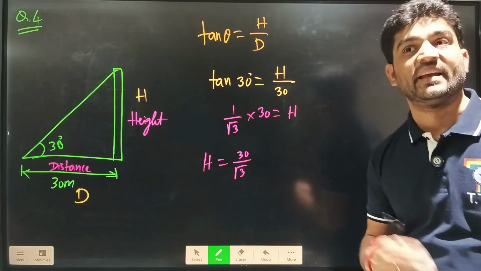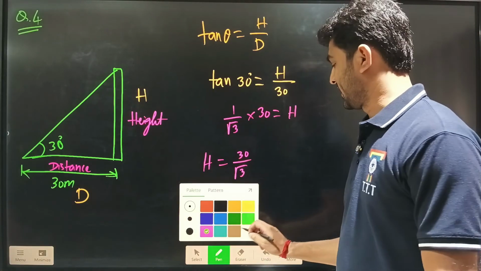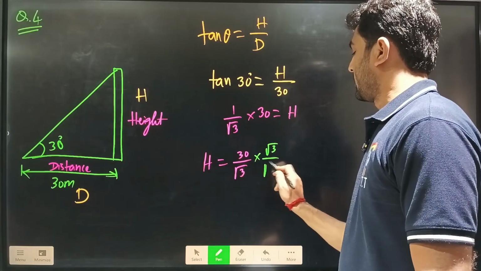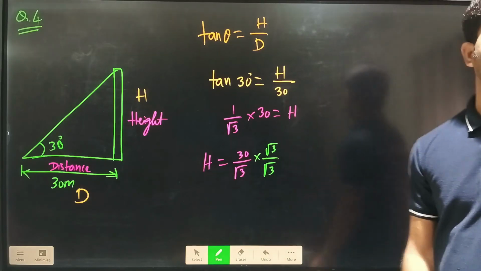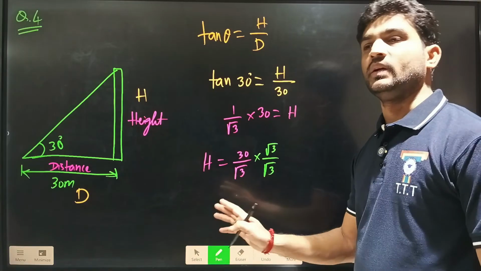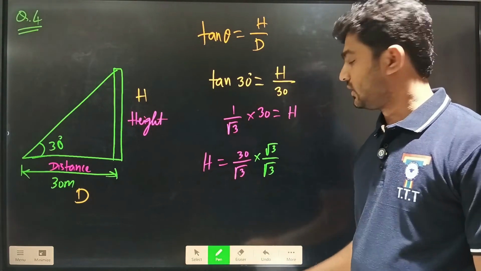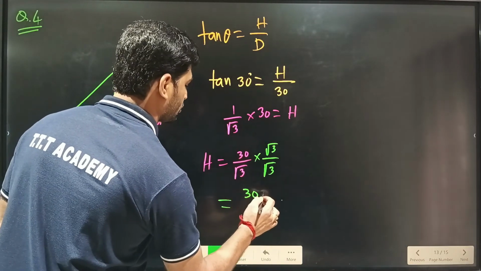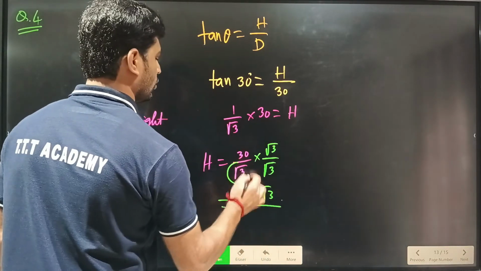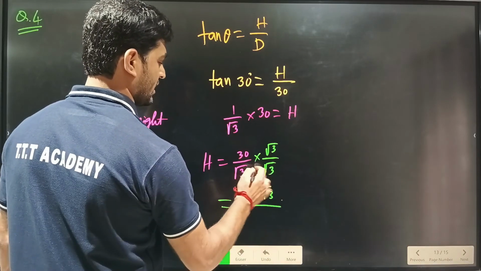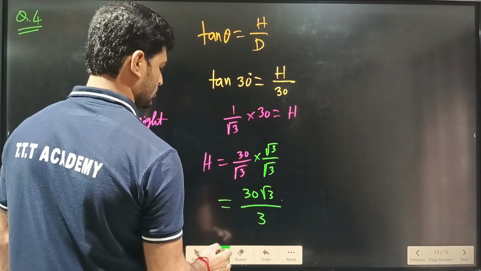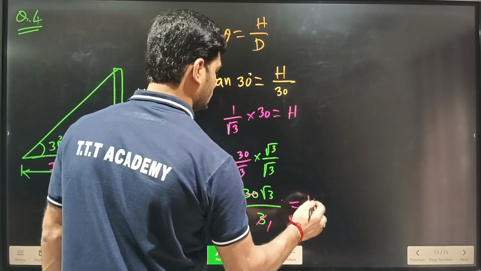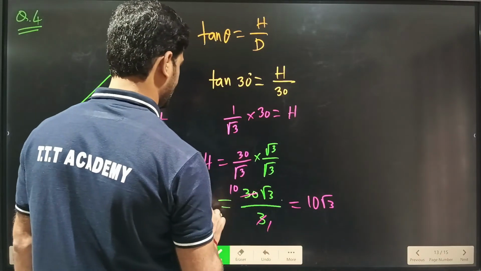That 30 by root 3 we can rationalize again. So, how to rationalize? The root 3 in the denominator, we multiply and divide by the same value. By multiplying and dividing the same value, the value of the equation does not change. So this is the way we can rationalize. 30 into root 3 is 30 root 3, by root 3 into root 3, which is 3. 3 tens are 30, so the height is 10 root 3.